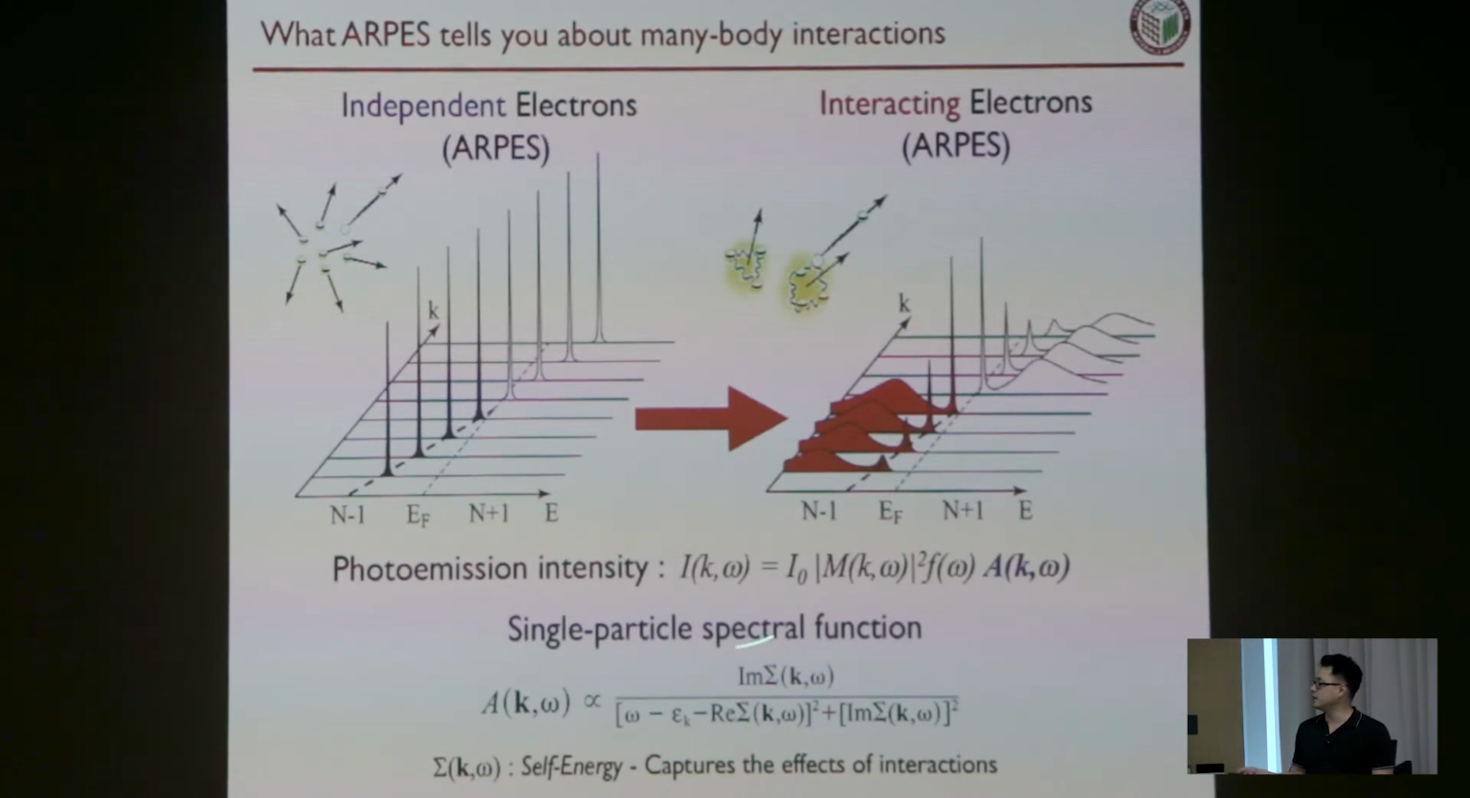Then you can decompose the photoemission intensity into a bunch of things like a matrix element, the Fermi-Dirac function, and this A(k,ω). And this A(k,ω) is what's called the single particle spectral function, okay? It's made up of what are called self-energy terms, the imaginary and real parts. And these things encode the interactions, okay?